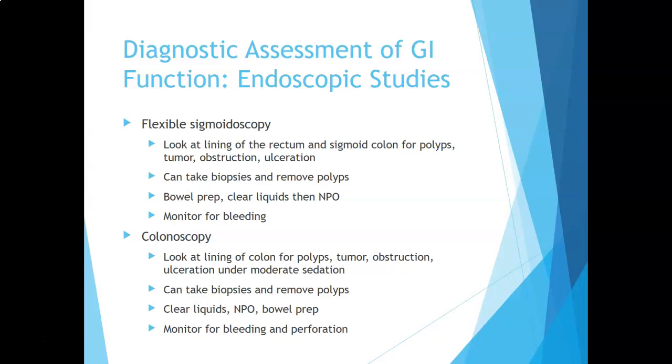Other types of, I can't even say endoscopic, we'll just say that because that's how I can pronounce it today. Studies are going to include flexible sigmoidoscopy. So this will help examine the lining of the rectum and the sigmoid colon to detect polyps, tumors, obstruction, or ulceration. The patient is going to be placed in a knee to chest position, often on a very special table. The scope is going to be introduced through the anus. Biopsies are taken from areas of suspect tissues. Also, polyps can be removed during this procedure.